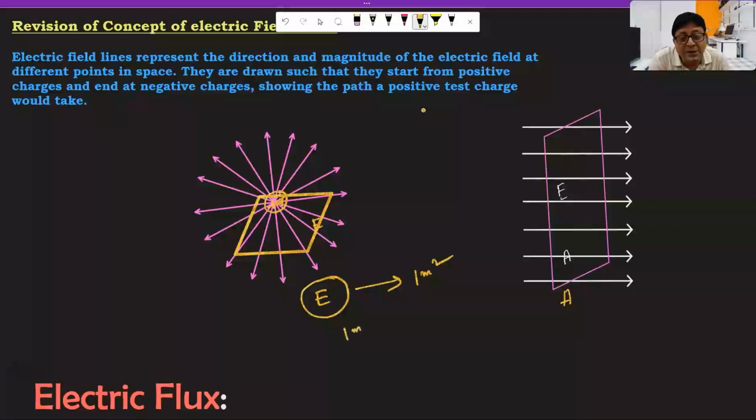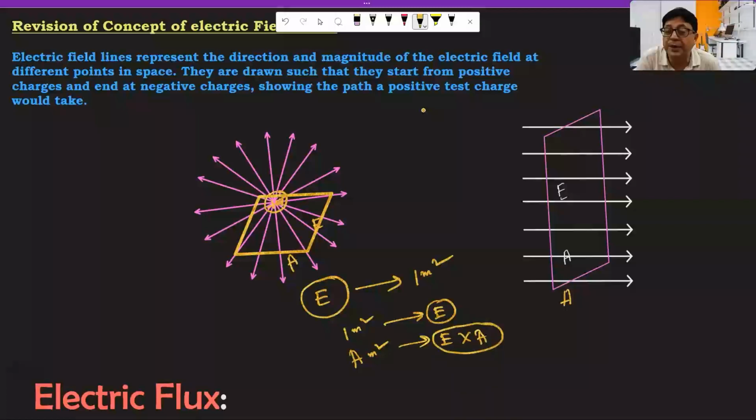Through 1 meter square, if the number of field lines crossing be E, then through A meter square, some arbitrary area A we have kept here, how many lines of forces will be passing through this? That is E into A. We get it by the unitary method only. This totality of the number of lines of forces passing through the surface is called electric flux.